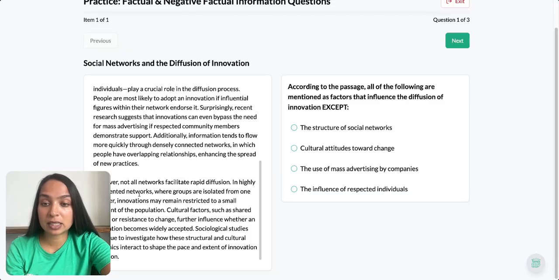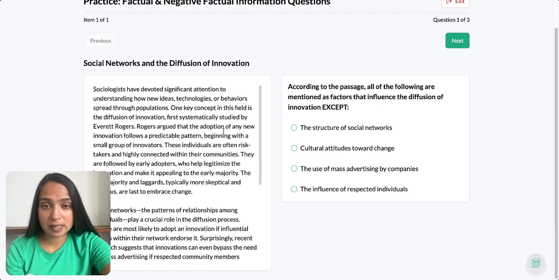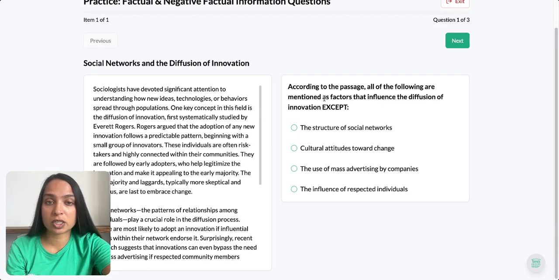In highly fragmented networks where groups are isolated from one another, innovations may remain restricted to a small segment of the population. Cultural factors such as shared values or resistance to change further influence whether an innovation becomes widely accepted. Sociological studies continue to investigate how these structural and cultural dynamics interact to shape the pace and extent of innovation adoption. Great. So that's the passage. Let's read through the question.